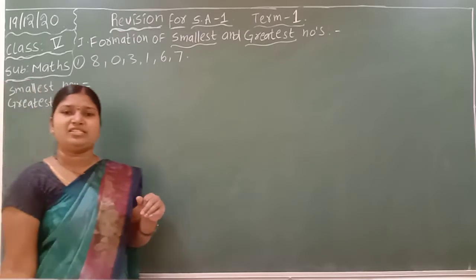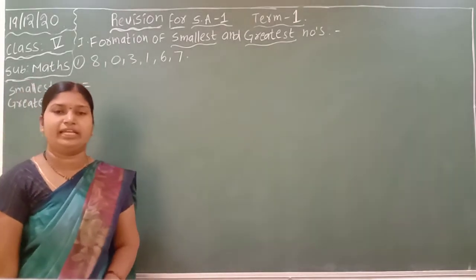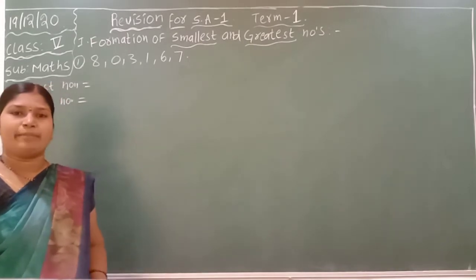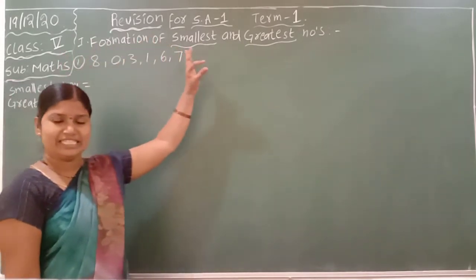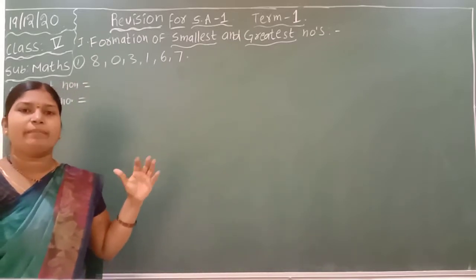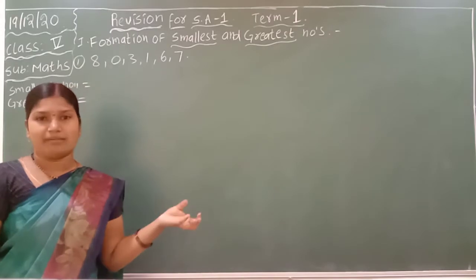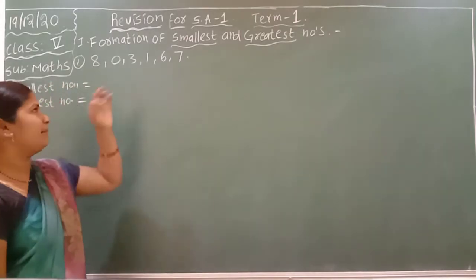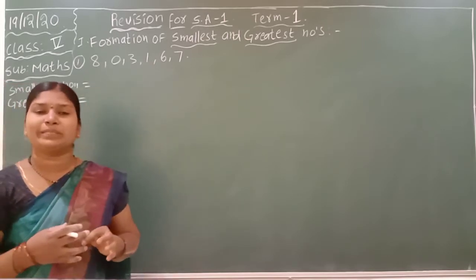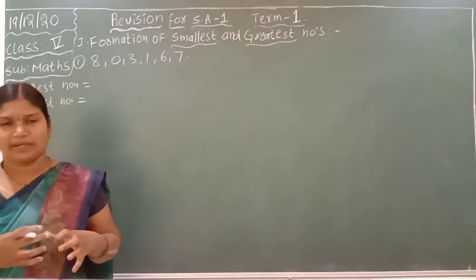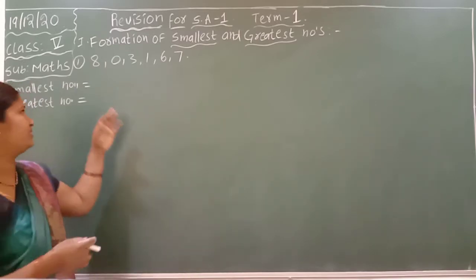Smallest number means write down in ascending order. You don't use the commas. If you keep commas, these are known as digits. If you are not keeping commas, then they are known as numbers. If we separate the numbers using commas, those are known as digits. That is the difference between digits and numbers.